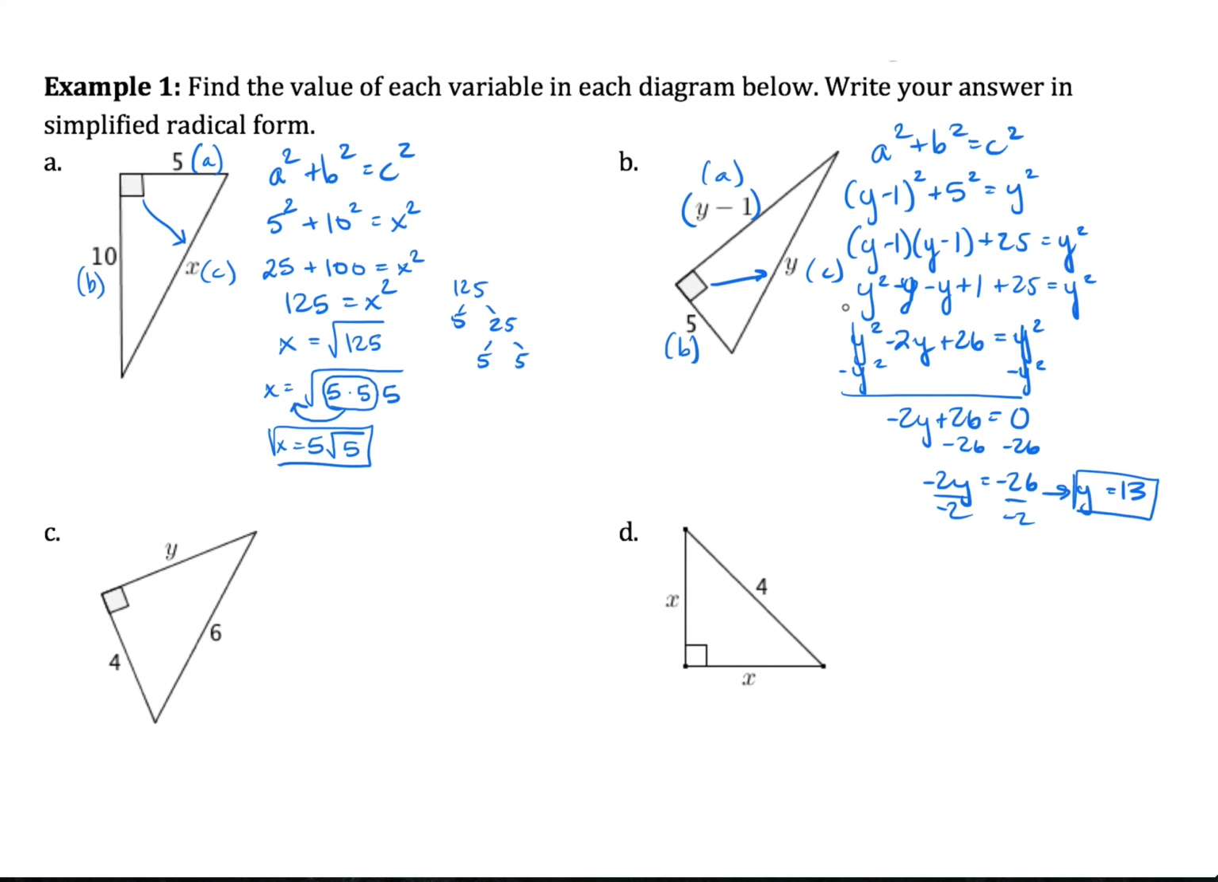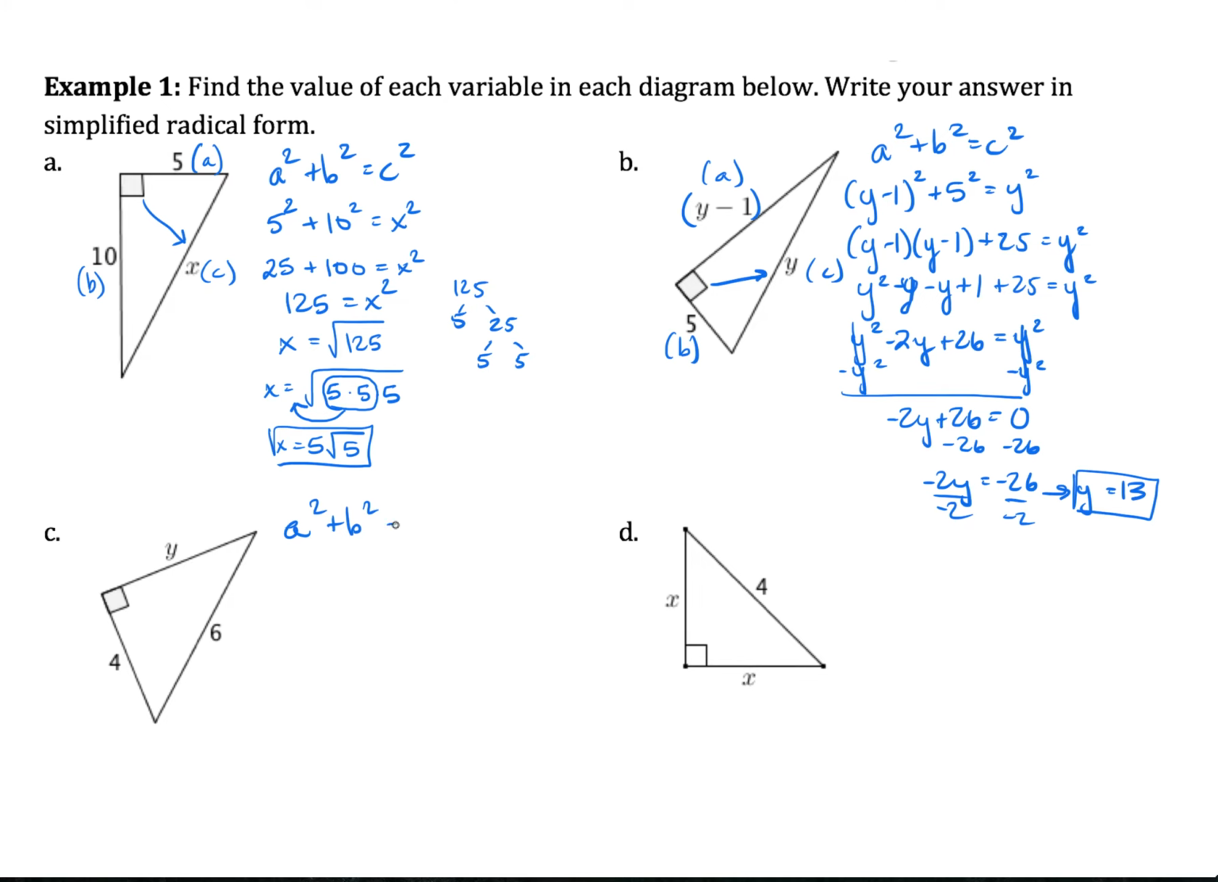It took a little bit in this diagram. The value of y is 13. It took a little bit for us to get there, but it's the Pythagorean theorem. We just had to be careful about squaring this binomial right here. In example C, we have something that looks a little bit less complicated.